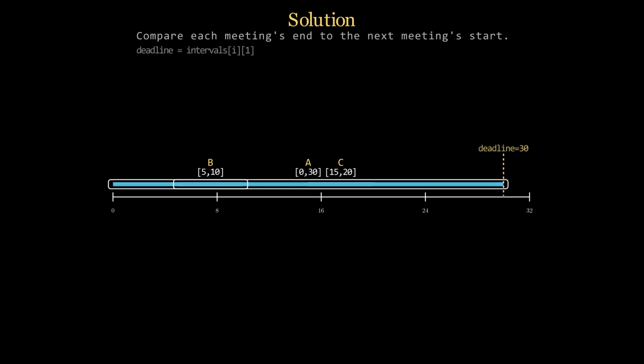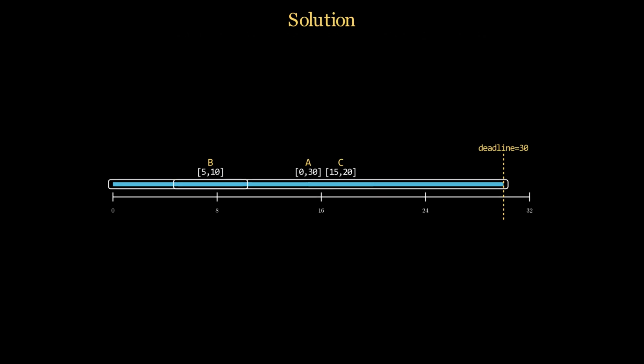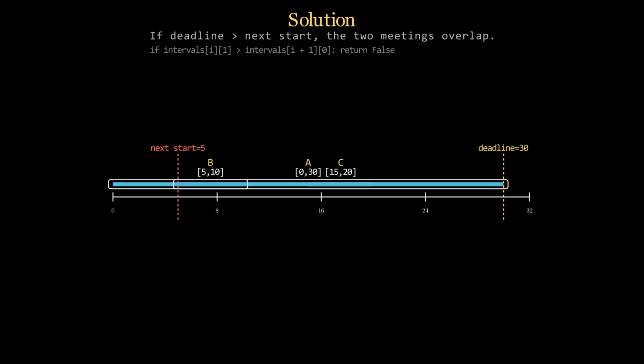The first meeting ends at time 30. That end time is the deadline you care about before you can commit to anything that starts later. The next meeting starts at 5, but the first meeting does not end until 30. 30 is greater than 5, so the two intervals overlap and you return false immediately.